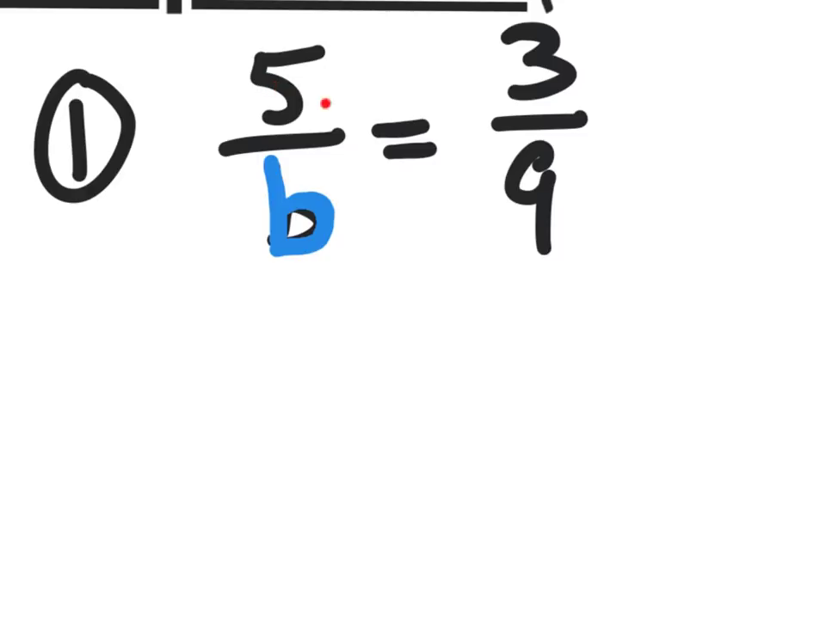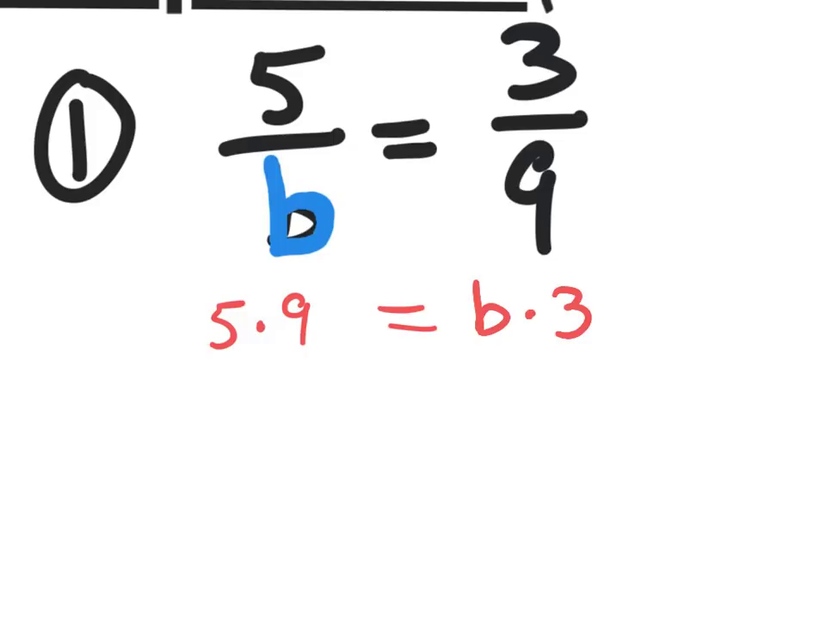So you're going to go 5 times 9. You're going to actually write it out. Don't do it all in your head. Write it out. 5 times 9. And then you put the equal sign. And then you say b times 3. Or 3 times b, whatever you want. So I'm going to put b times 3. So this is your new equation.